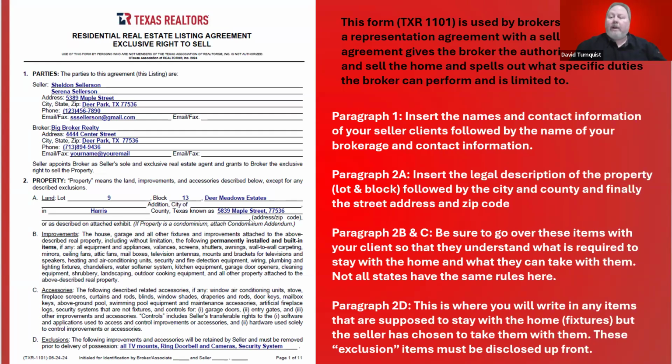And then the known as is where you put the informal address. You got the legal description here in the first part of paragraph 2, and then you have the informal address, which is the street address. So in this case, 5839 Maple Street. And then you need the zip code. So sometimes you can type it in and it'll all fit right here on this top line, and sometimes it'll spill over to this second line here. But make sure you have the street address and the zip code.